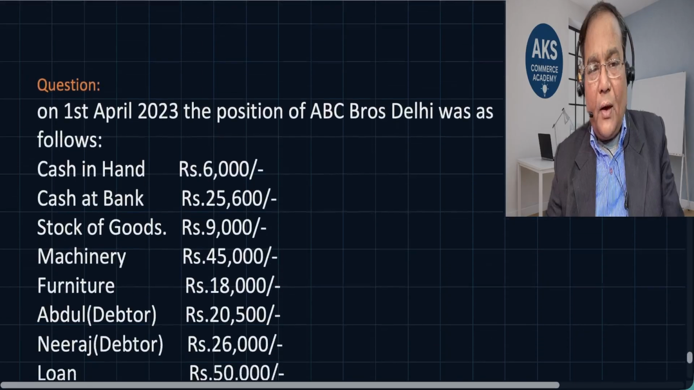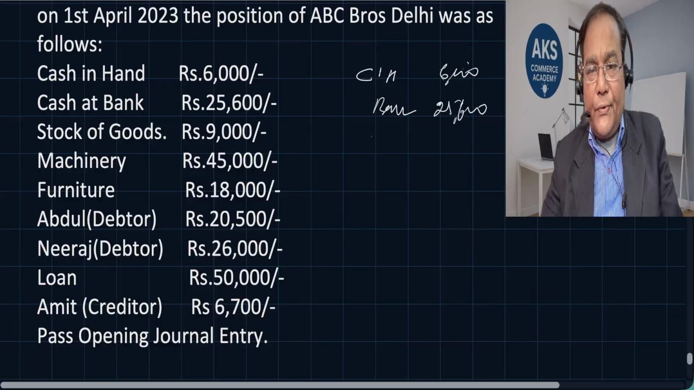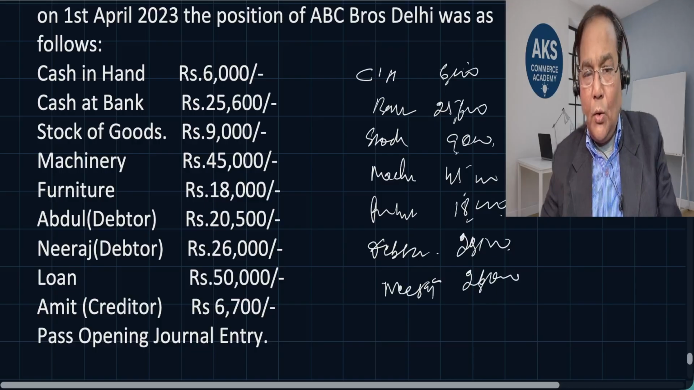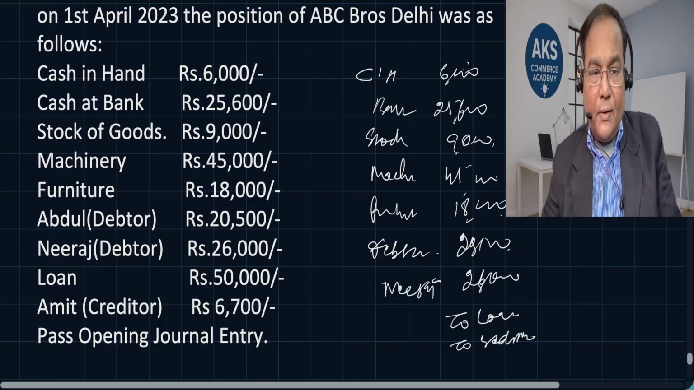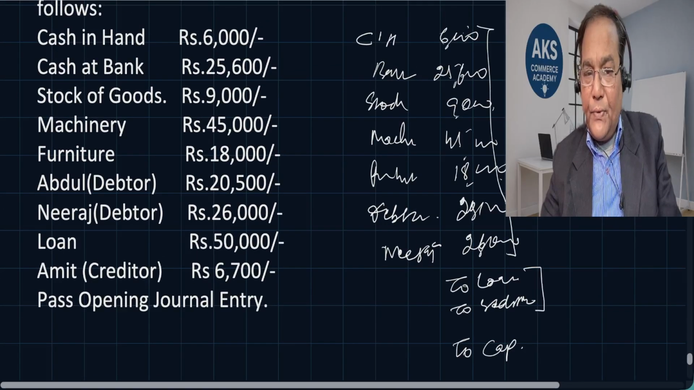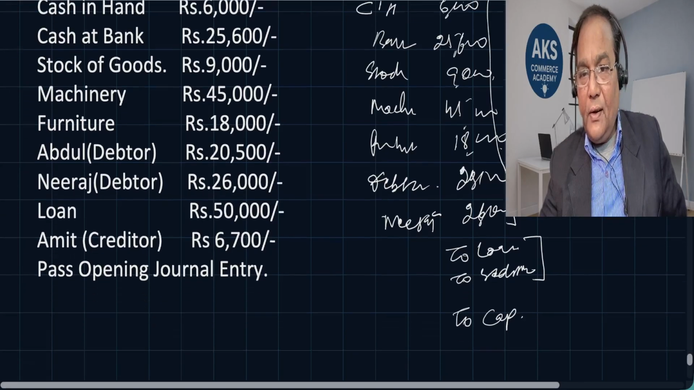So opening entries, how are we going to do them? Cash in hand 6,000 debit, bank 25,600, goods stock 9,000, machine 45,000, furniture 18,000, debtor 20,500, and again Neeraj 26,000. Loan is a liability. Creditor, okay, and then the difference is the capital. So if we sum up all this and sum up these two which are given, we can find the capital. All right, so this is the opening journal entry.